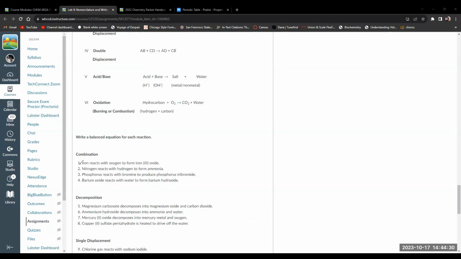So let's do number 1. Iron reacts with oxygen to form iron 3 oxide. This is why nomenclature was very important in the beginning, because if you don't know nomenclature, you don't know what any of this means. So let's follow the sentence. Iron reacts with oxygen to form iron 3 oxide.